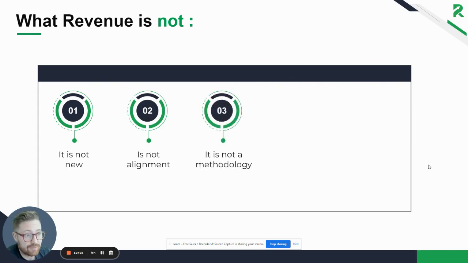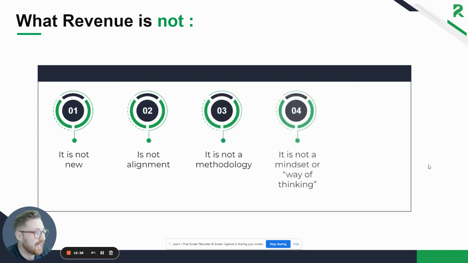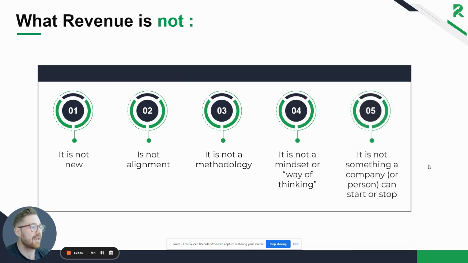It's not a methodology. It's not a mindset or way of thinking. And it's not something a company or person can start or stop. You can't start or stop. You are doing revenue operations by just having a company that's attempting to create revenue. So let's read this. The definition is extremely important because it defines how we think, how we train, how we iterate, how we build frameworks around it.